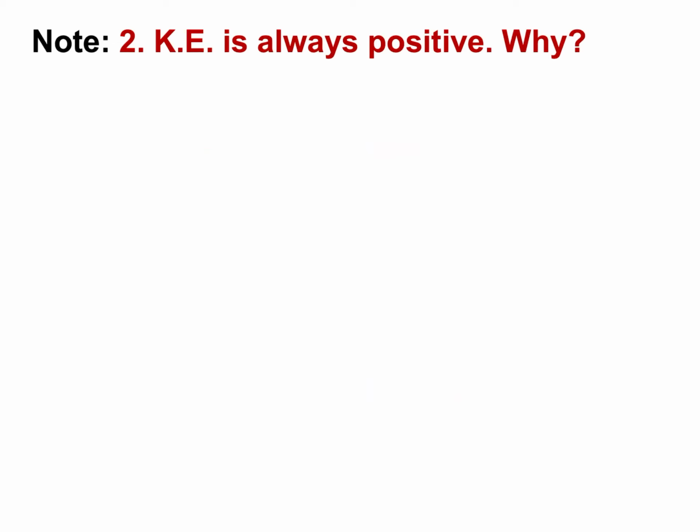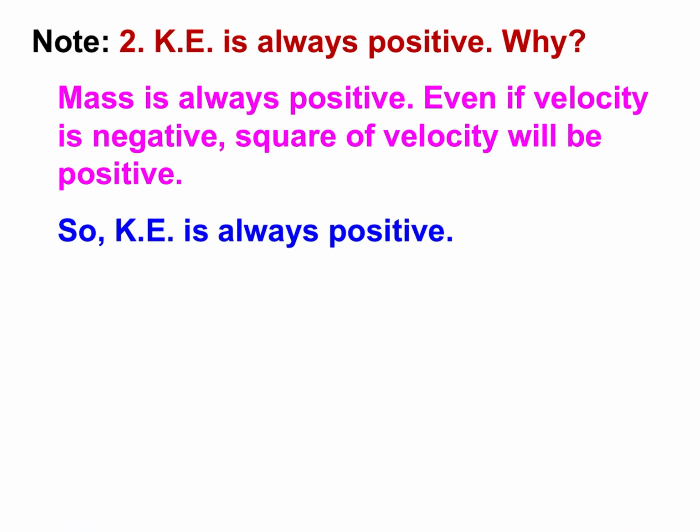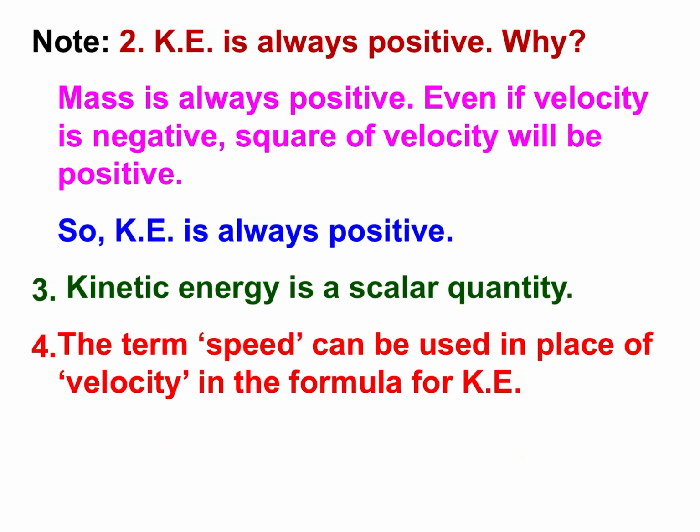Second point, kinetic energy is always positive. Why? We know that mass is always positive, it is never negative. Even if velocity is negative, the square of velocity will be positive. So kinetic energy is always positive. Third point, kinetic energy is a scalar quantity. The term speed can be used in place of velocity in the formula of kinetic energy.